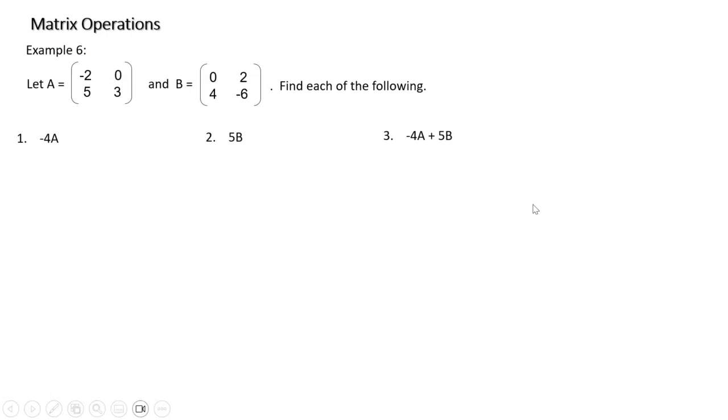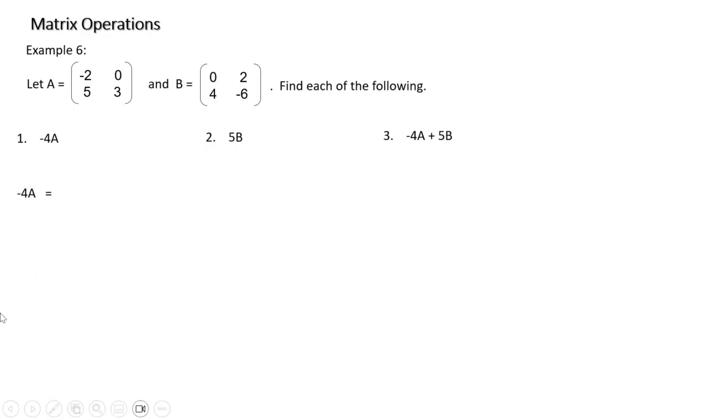Okay, now matrix operations continues. This is like 3 parts here. The first part, they want you to find negative 4A. Second part, or number 2, 5B. And then on the third part, part 3, is negative 4A plus 5B.